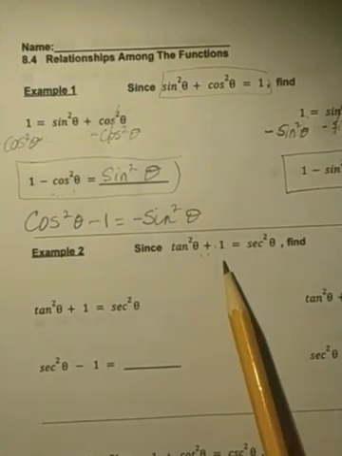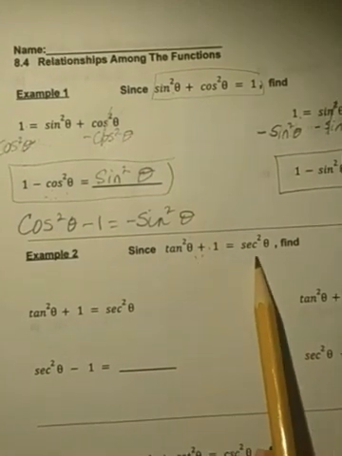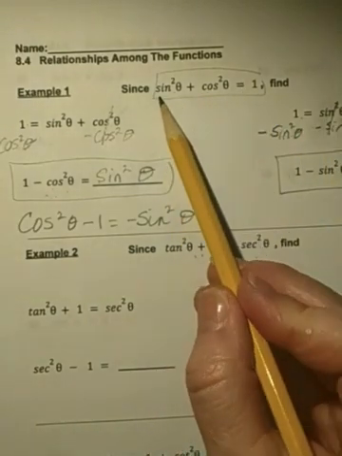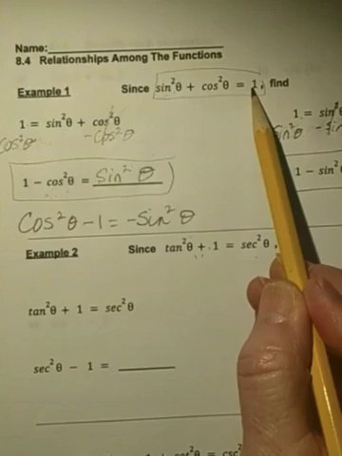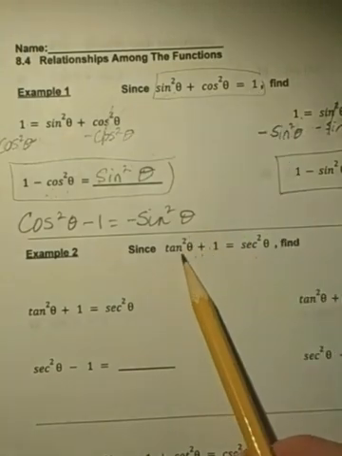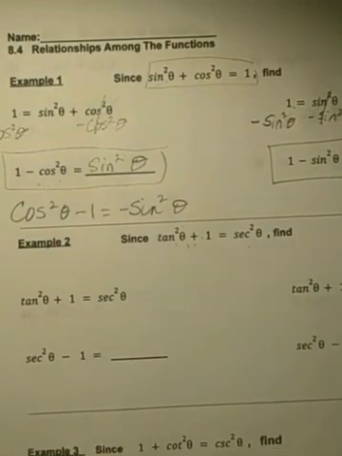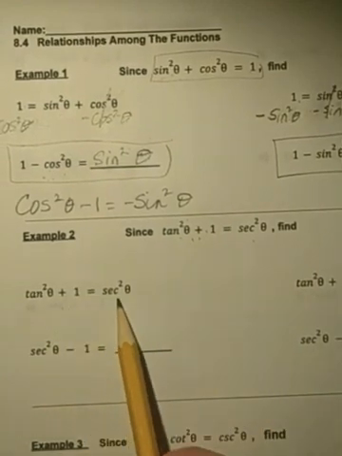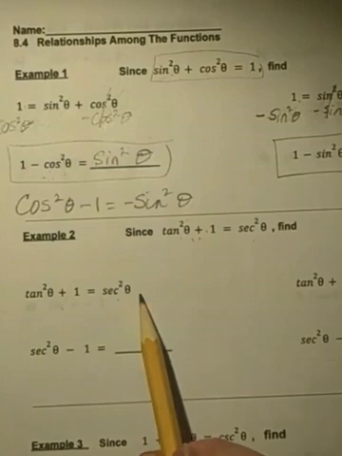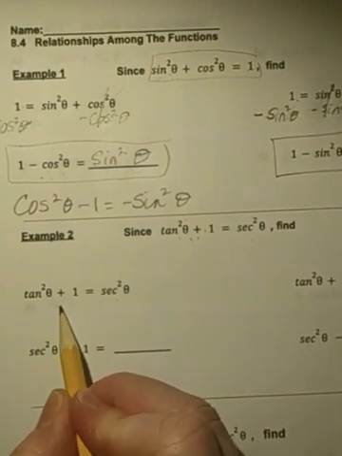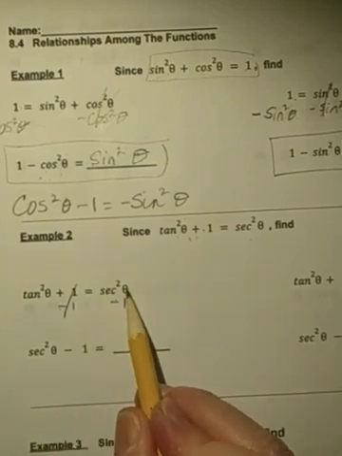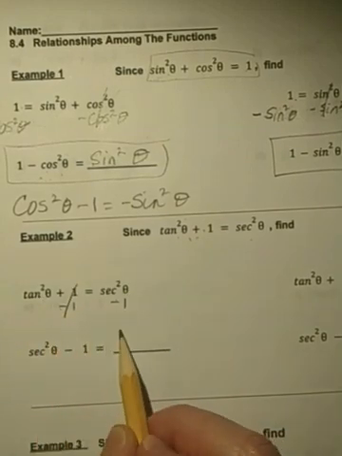Okay, remember that this identity was what we obtained from this identity just by dividing everything by the cosine squared of theta in the other video. So again, we're going to use some subtraction. If tangent squared plus 1 is equal to secant squared of theta, then all I'm going to have to do is subtract 1 from both sides, and I end up with secant squared theta minus 1 is equal to tangent squared theta.